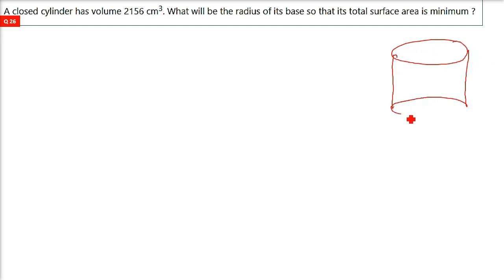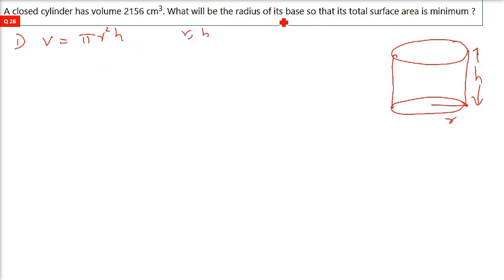So you can make a closed cylinder. Closed cylinder means the lids are closed. Volume is equal to pi r squared h. This is small r, this is h. And better is to always draw the diagram, because one picture is equivalent to 1000 words.